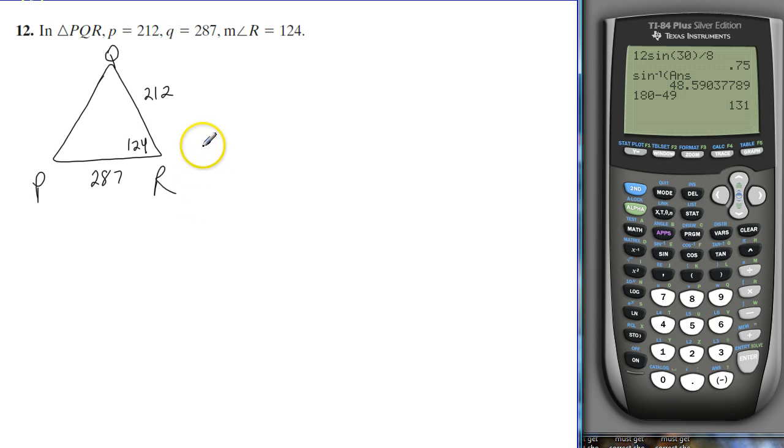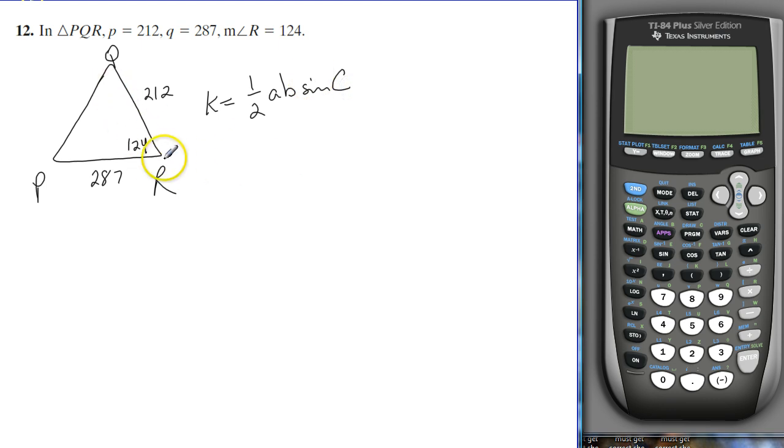Now, I have the pattern side, angle, side. K equals 1/2 AB, right? That's my formula. I gotta use this formula. But now I'm just going to change the letters, and I really don't care about the letters because that's this pattern. So K equals 1/2 times 212 times 287 times sine 124. Punch that in your calculator, one shot. And instead of a half, you might want to use 0.5. Type that in, one shot, see what you get.